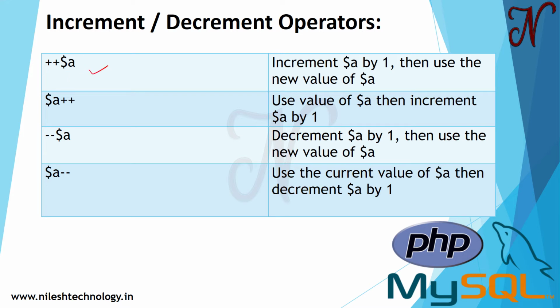See here, this is a prefix, ++$a. It increments $a by 1, then uses the new incremented value of $a. Then $a++ uses the current value of $a, then increments $a by 1. Same here, --$a decrements $a by 1, then uses the new value of $a. Same here, $a-- uses the current value of $a, then decrements $a by 1.